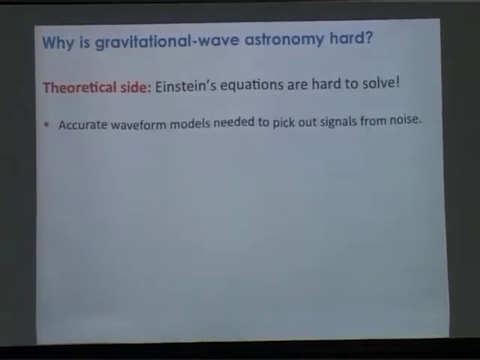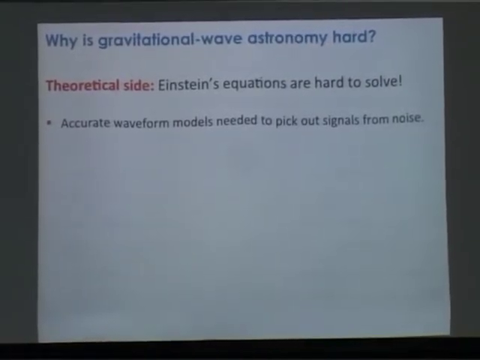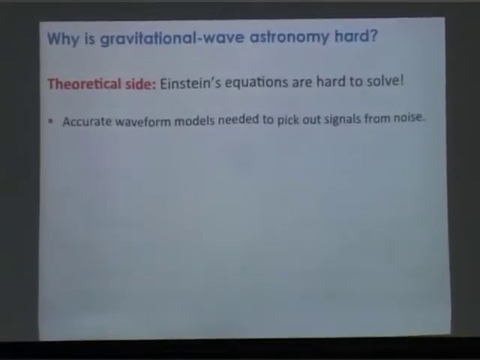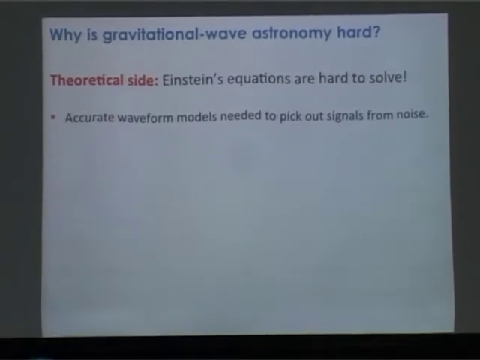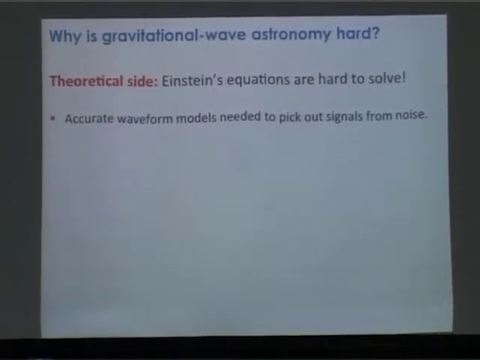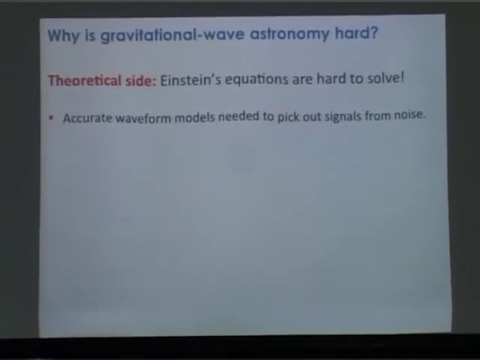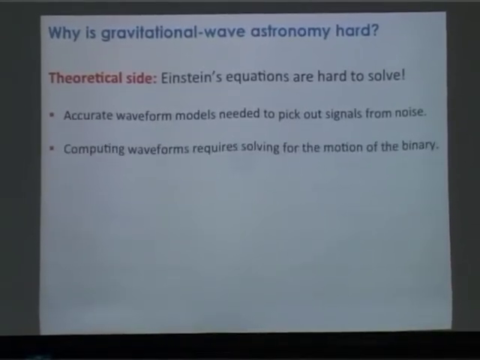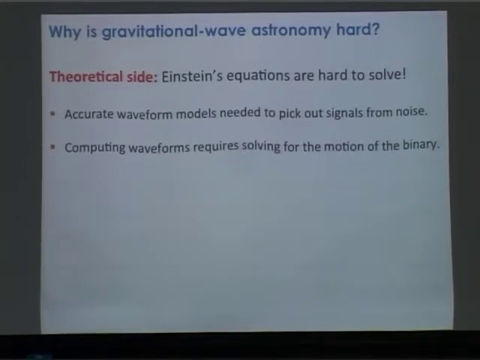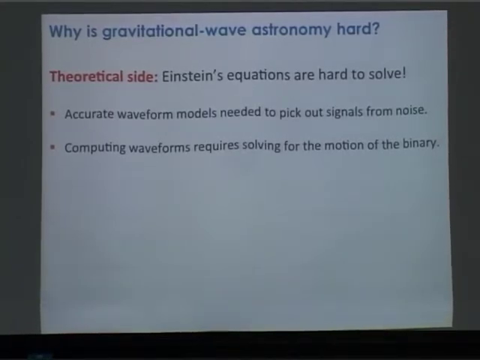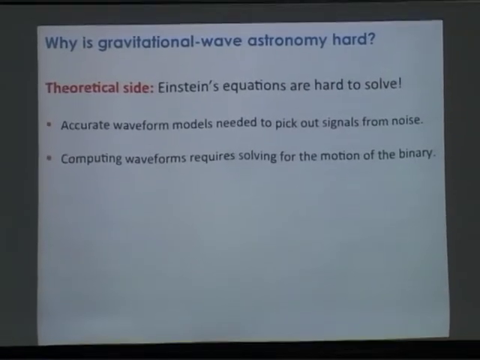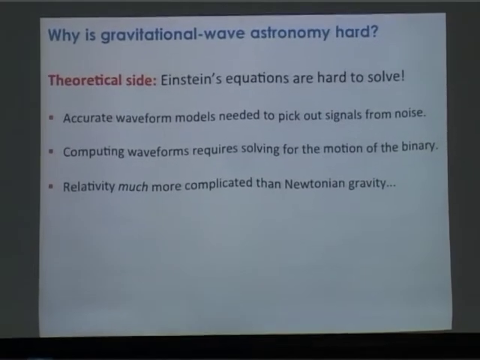So I'm going to focus on the theoretical side, and there the theoretical challenge really comes from the fact that Einstein's equations are fundamentally difficult to solve. So ultimately what we need to do is we need to make a very accurate waveform to be able to pick out this signal from this very noisy data stream. So in order to do this, you need to compute this waveform very accurately, which basically involves solving for the motion of, say, two black holes or two neutron stars going around each other. Sounds like a chirp outside, actually.